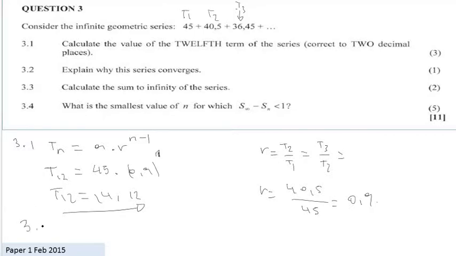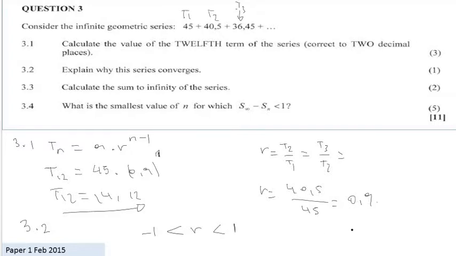Question 3.2. Explain why this series converges. The series converges when the ratio is less than 1 and greater than -1. If the common ratio is between these two limits, then the series converges. So we first need to determine the ratio. We have already determined the ratio here, which is 0.9.